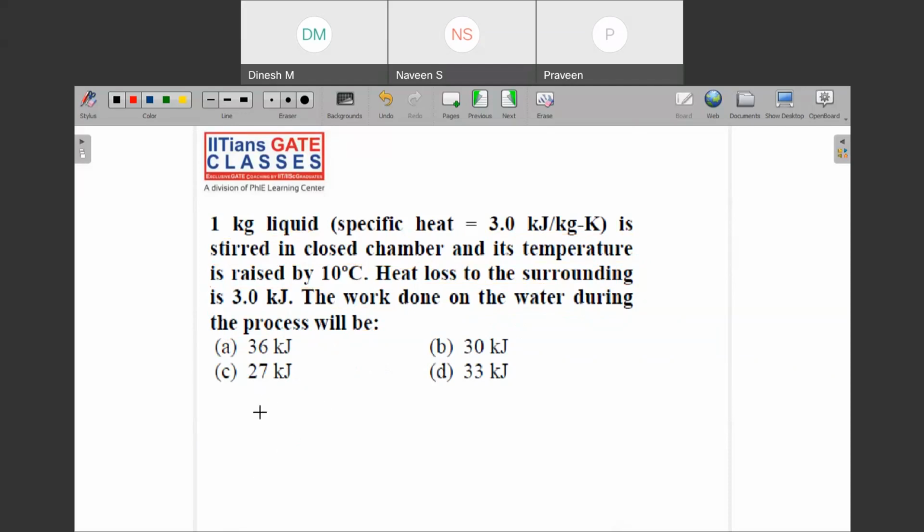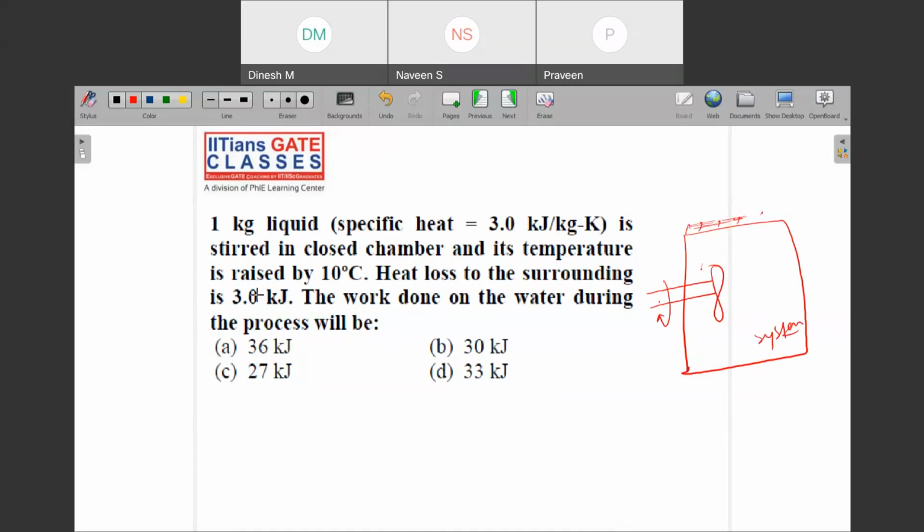It says that there is a closed chamber. Closed chamber means that its volume is not going to change. And this closed chamber is not insulated. This is the sign of insulated. Since heat loss is given to you, you cannot say that this is insulated, right? And then it says that there's a stirrer and you are giving it some rotations, and there is some work given by you to this system, right?